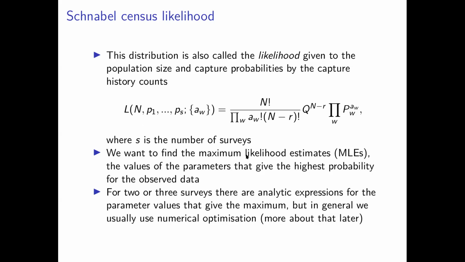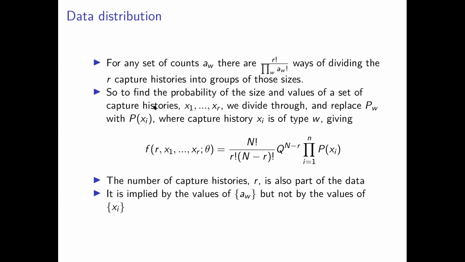And so we want to find the maximum likelihood estimates, which are the values of the parameters that give the highest probability for the observed data. So we have this function for the probability, and we want to find the parameter values that maximize this function. And we'll use those for our estimates. For 2 or 3 surveys, there are analytic expressions for those parameter values that give that maximum. But in general, we'll usually use numerical optimization. And I'll talk about that more later.